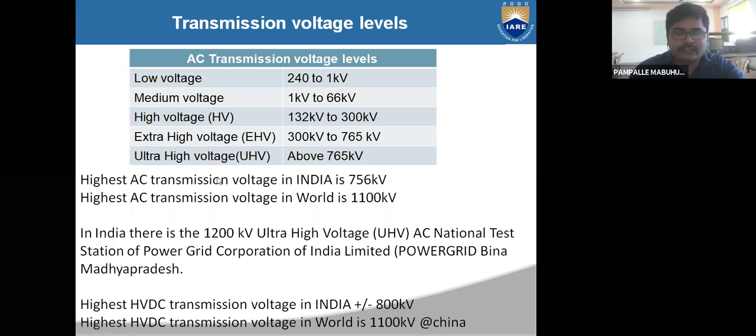Okay, right. If you observe the highest AC transmission voltage in India, the highest AC voltage transmission level in India is 765 kV.